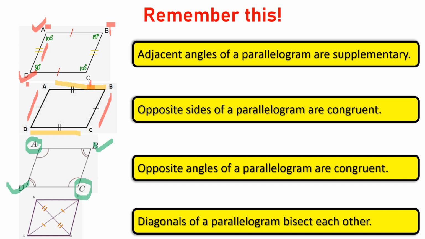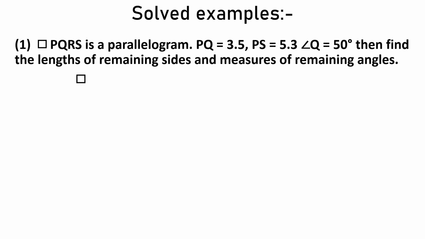So again I'll repeat, adjacent angles of a parallelogram are supplementary. Opposite sides of a parallelogram are congruent. Opposite angles of a parallelogram are congruent, and diagonals of a parallelogram bisect each other. Using all these four statements, now we have to solve questions from 5.1 and some solved examples. Solved example from page number 61.